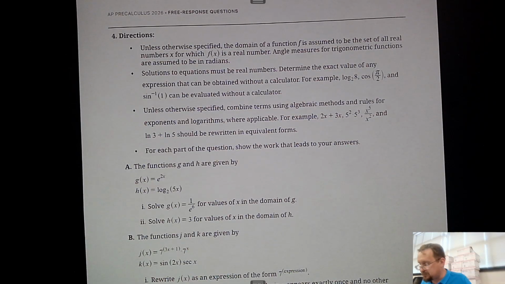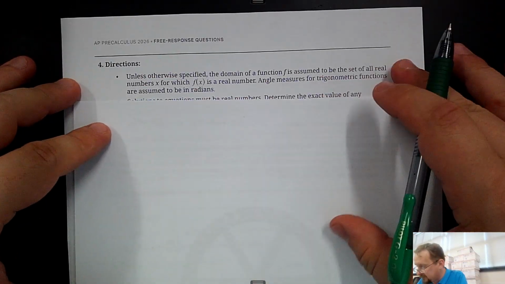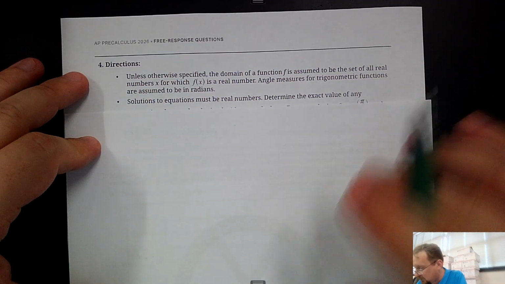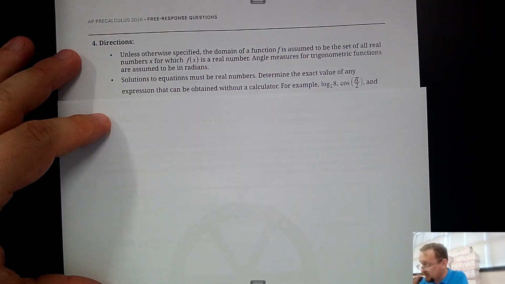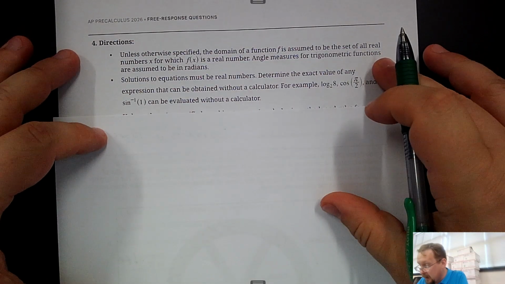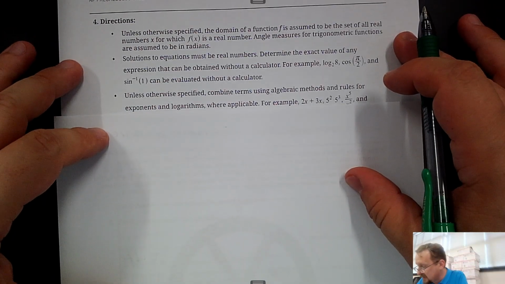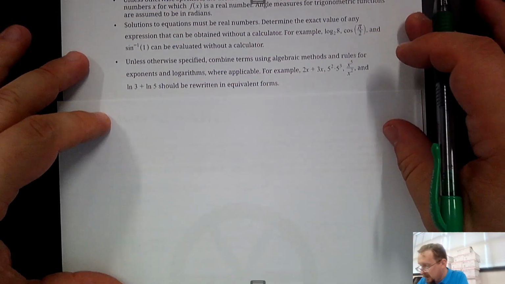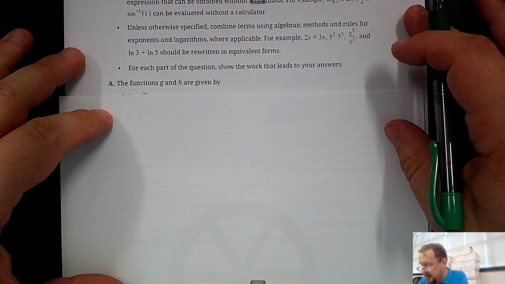Okay, unless otherwise specified, the domain of a function f is assumed to be the set of all real numbers x for which f of x is a real number. Angle measures for trigonometric functions are assumed to be radians. Solutions to equations must be real numbers. Determine the exact value of any expression that can be obtained without a calculator. Well, you don't get a calculator, okay? Can be evaluated without a calculator. Unless otherwise specified, combine terms using algebraic methods and rules for exponents and logarithms. Okay, whatever. Sure. Okay, for each part of the question, show the work that leads to your answers.